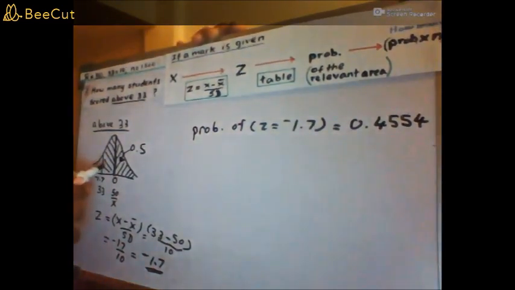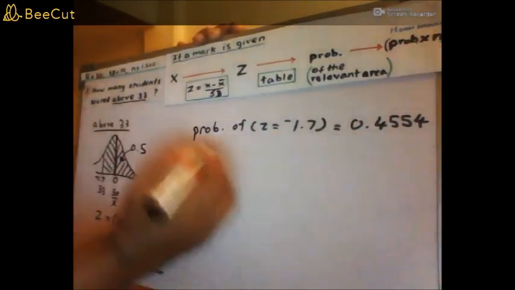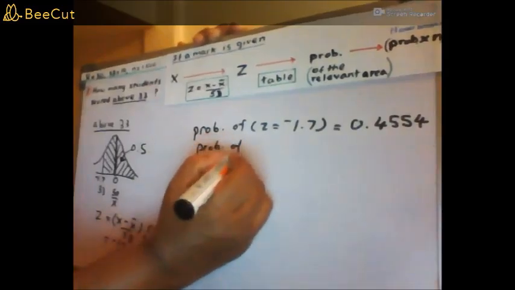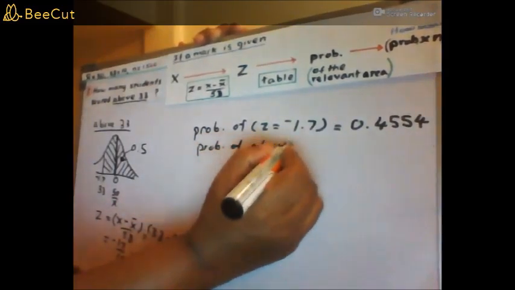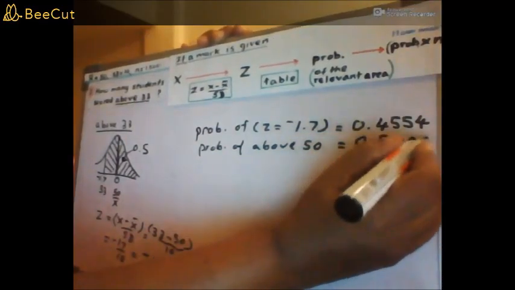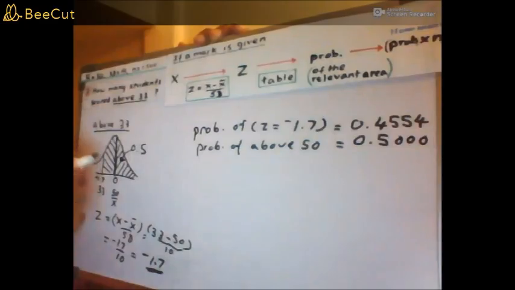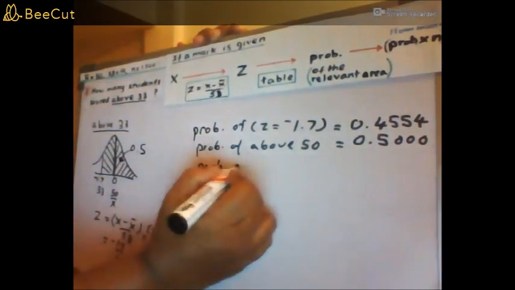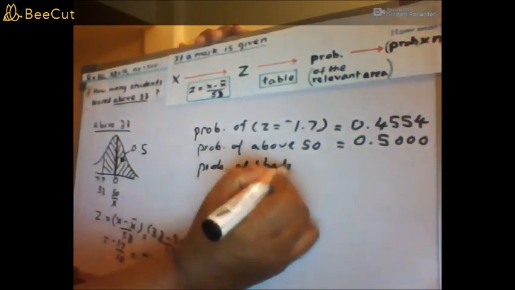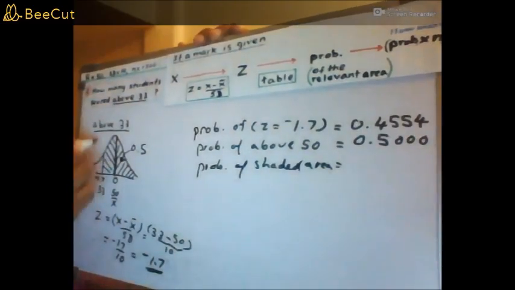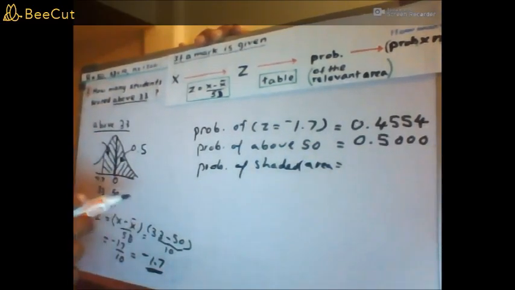Then what you have to do? Probability for this above 50. Probability of above 50. That is 0.5000. Next, what you have to do? Probability of the shaded area. So, probability of the shaded area. What you have to do? You have to add on. This one is that 4554.